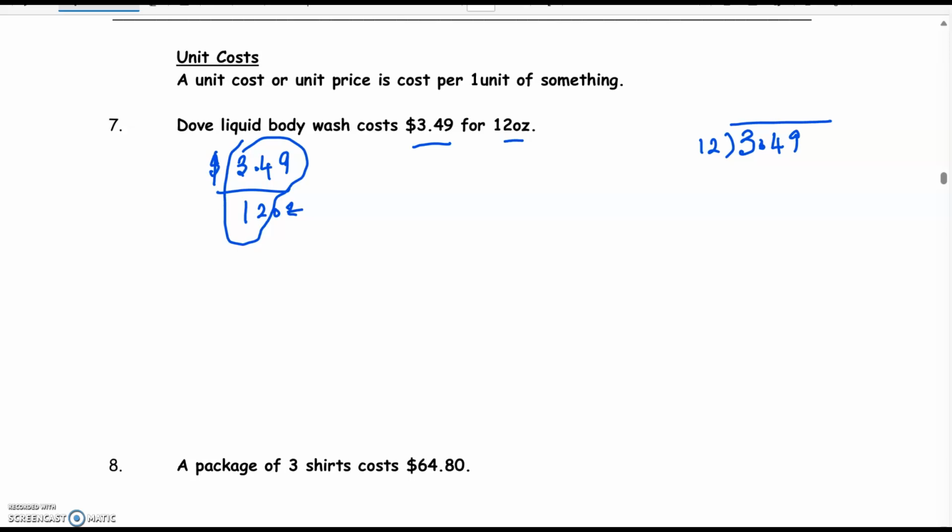So we have 12 goes 0 times. We get a 3 when we subtract. Put the point and bring the 4 down. 12 2s are 24 because 12 3s are 36 is too big. 12 2s are 24. Subtract. I get a 1, 0, 10. I bring the 9 down.